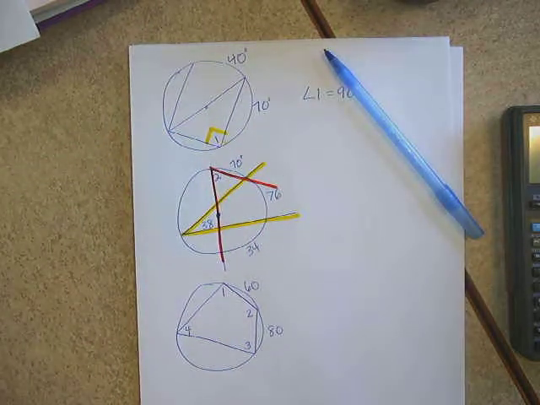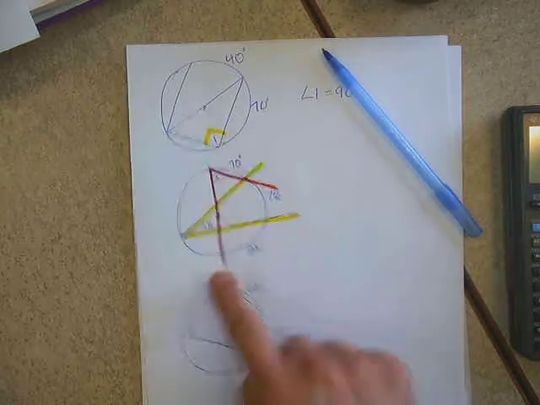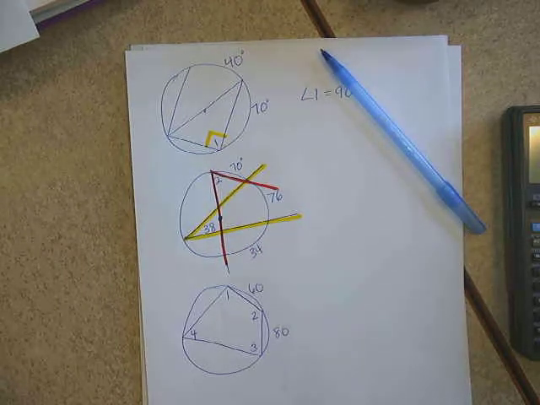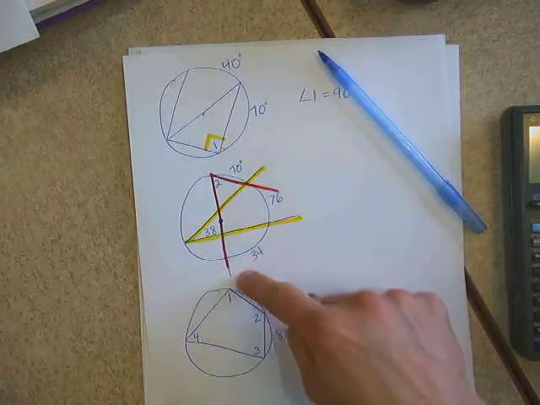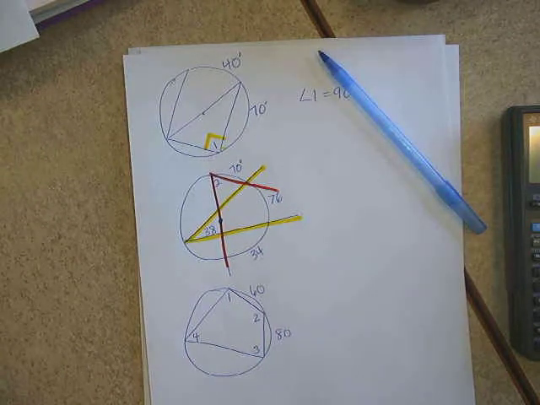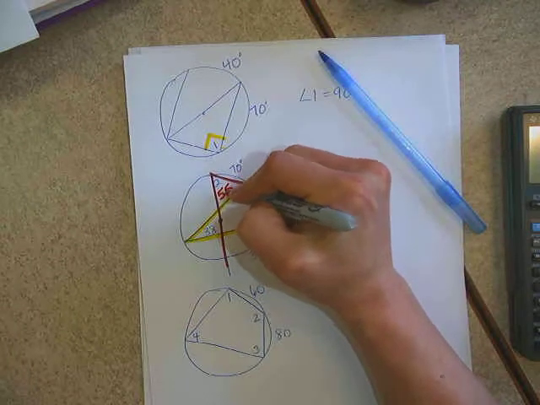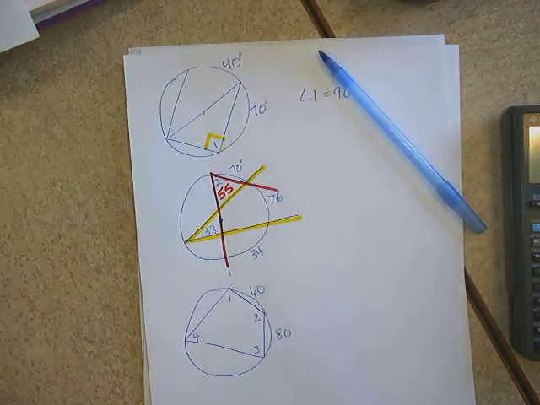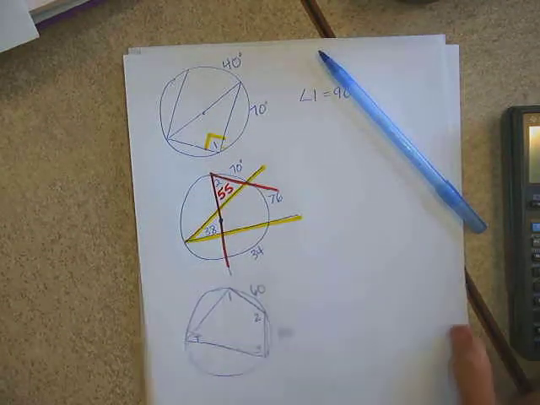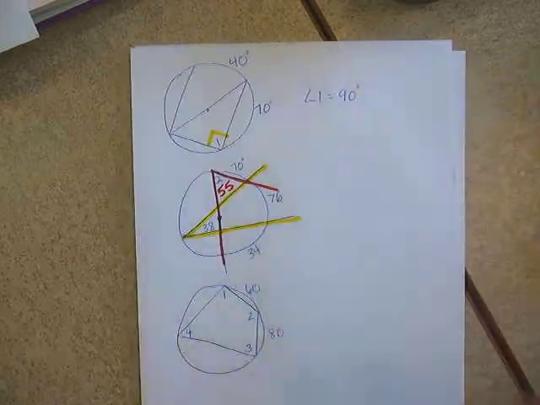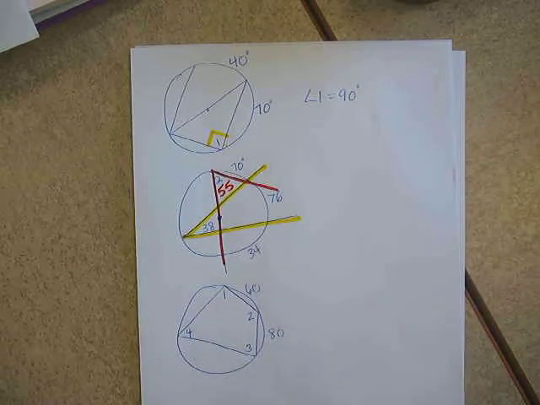And this angle, if you follow that out, that would basically be half of 110, right? Yep. So angle 2 would be half of 76 plus 34. Half of 110 makes that 55.